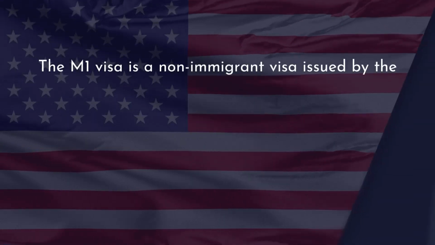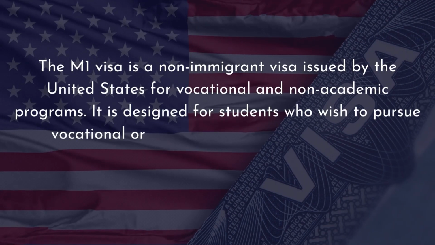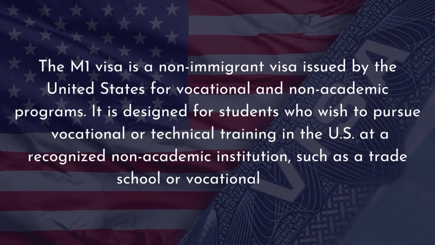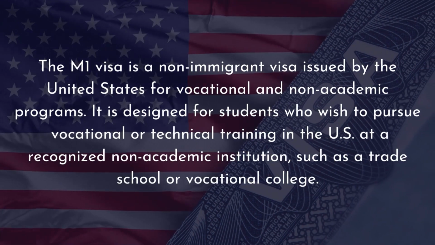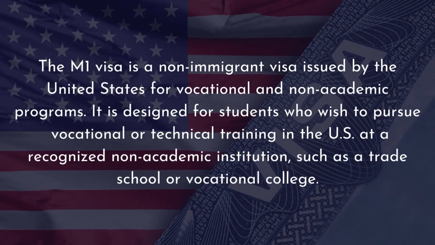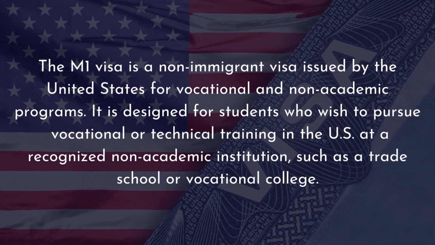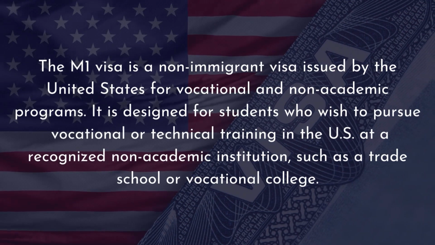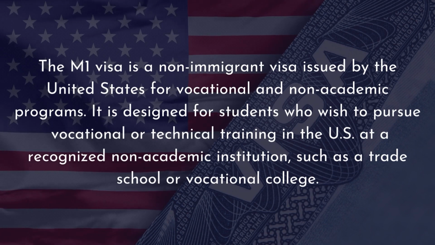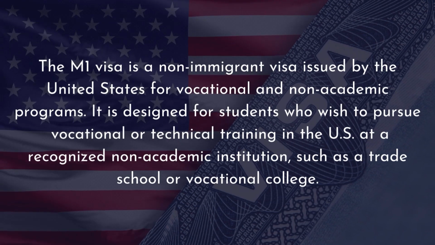So the second visa type is M1 visa. The M1 visa is a non-immigrant visa issued by the United States for vocational and non-academic programs. It is designed for students who wish to pursue vocational or technical training in the USA at a recognized non-academic institution such as a trade school or a vocational college.